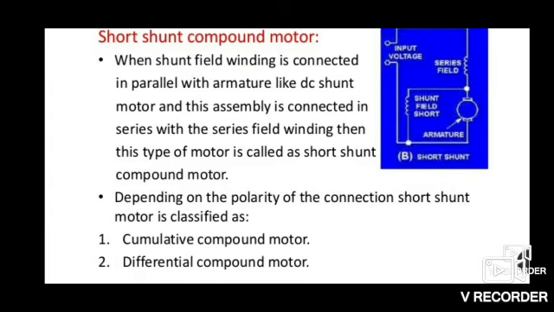When the shunt field winding is connected in parallel with the armature like a DC shunt motor and this assembly is connected in series with the series field winding, then this type of motor is called a short shunt compound motor. Depending upon the polarity of the connection of the short shunt motor, it is classified as cumulative compound and differential compound.